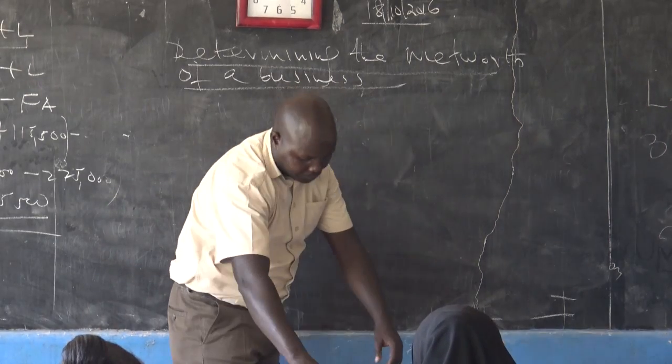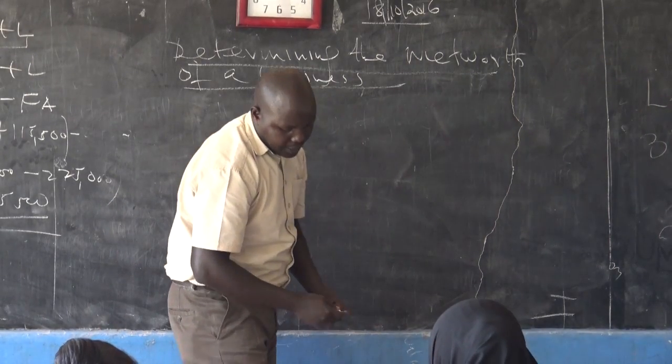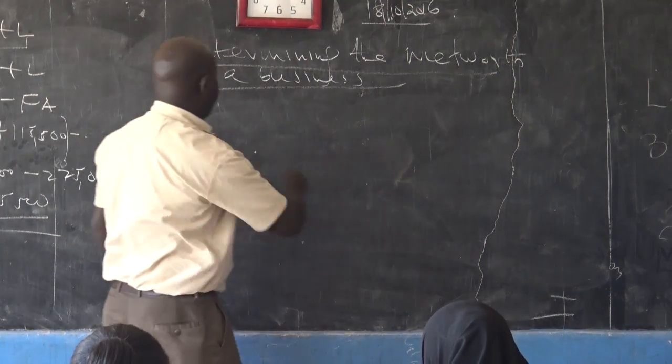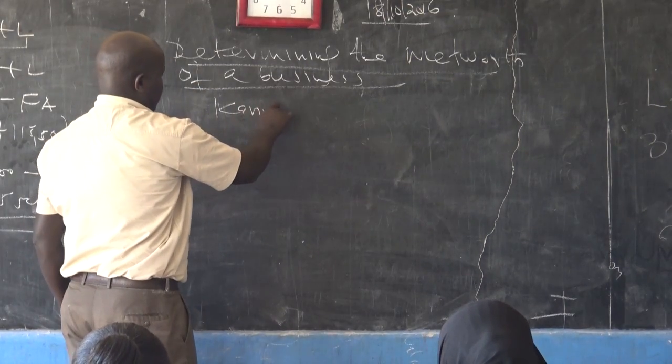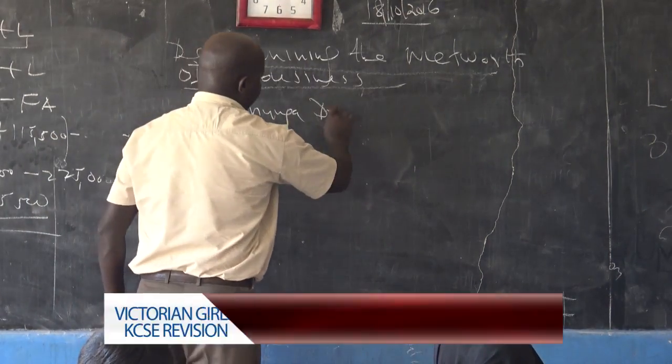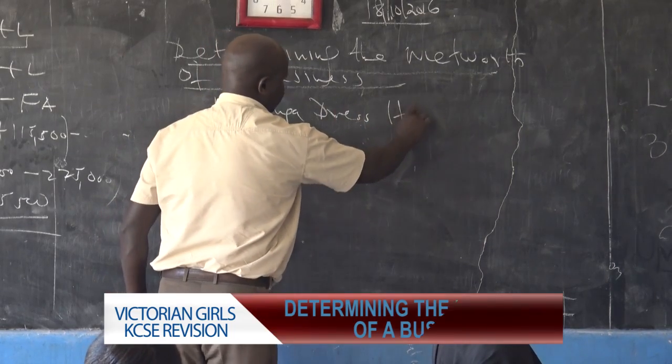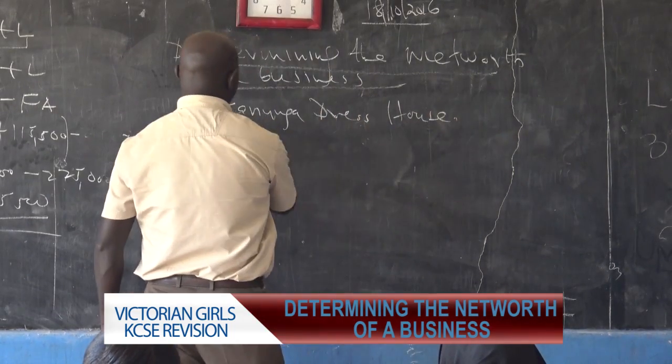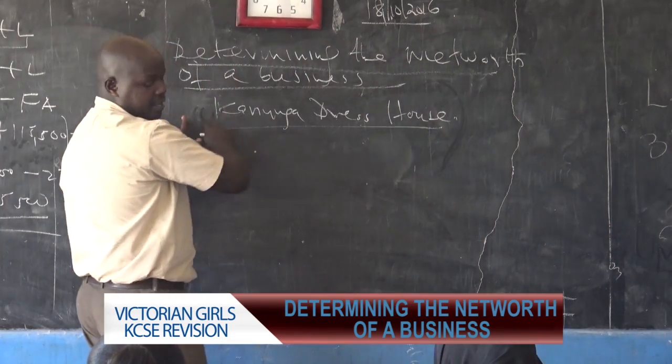Now on this one, the business is called Kanunga Trace House. This is the information we are giving pertaining to this business.